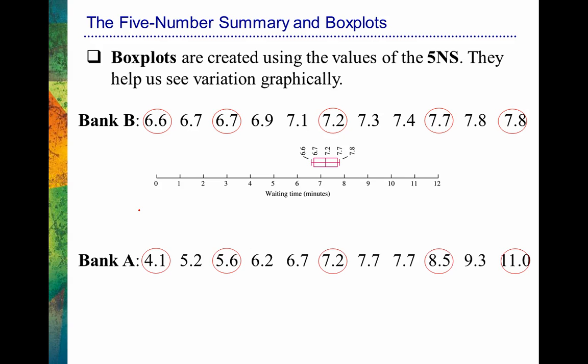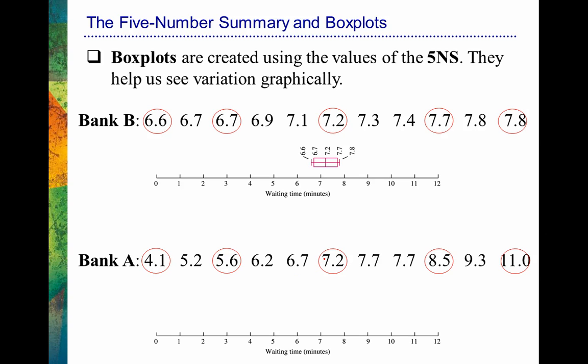Let's go ahead and create a box plot using the data from Bank A. It's not quite as compact. In other words, there's more variability in this data, and it gives us a little bit more room to write. So this is the way I usually go about it.